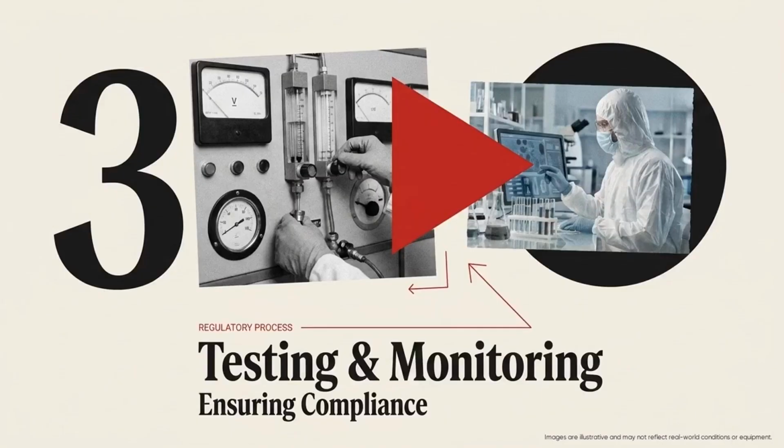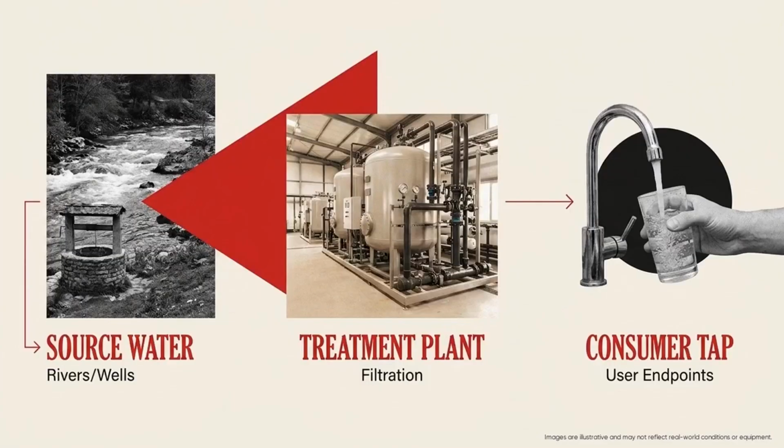Which brings us to Section 3, Testing and Monitoring Requirements. If they know the limits, how do utilities actually prove they're hitting them? Think of a municipal water system like a giant factory line. It needs relentless quality control. The water is monitored at 3 main checkpoints. First up, the source water. They sample the raw river, lake, or aquifer just to know what they're dealing with. Next, the treatment plant. They check the water as it goes through the filters and disinfection machinery to ensure the gear is actually doing its job.